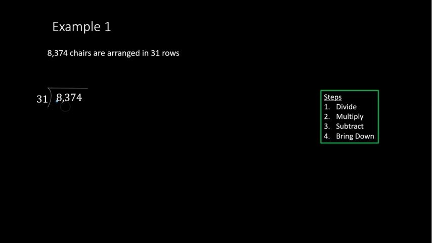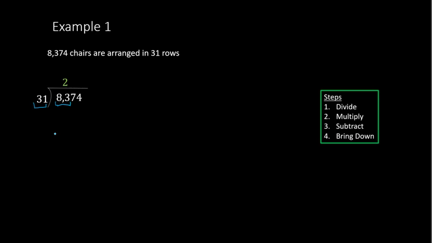So notice we have four digits in the dividend. So we have 8,374. We have four digits. And when you begin with step 1, we are dividing. But what we're dividing would be, here in this case, 83 by 31. So you take the first two digits in this case and divide by 31. So you're asking yourself, how many times does 31 go into 83? And that's going to be 2 times.